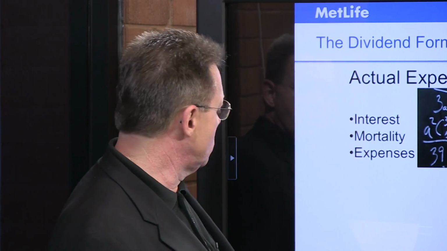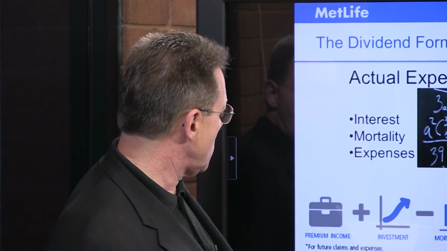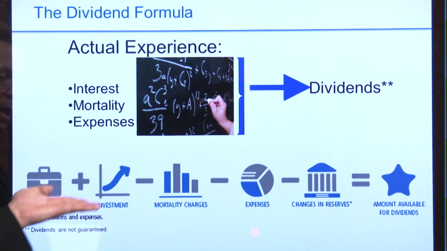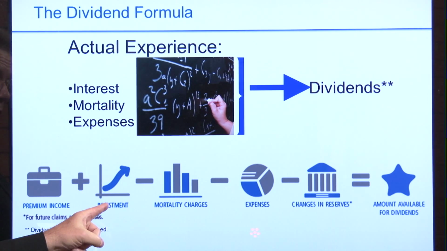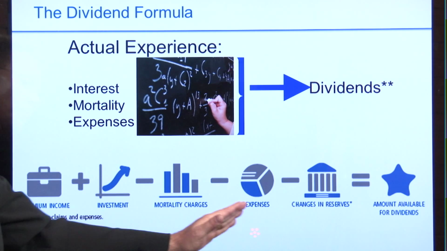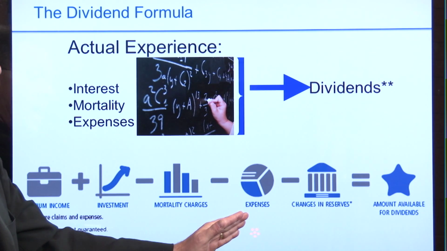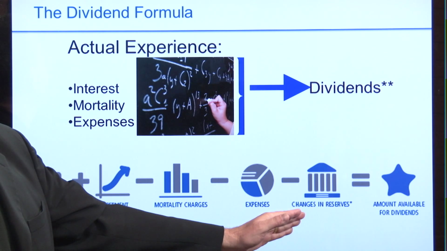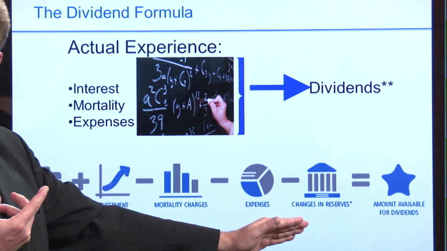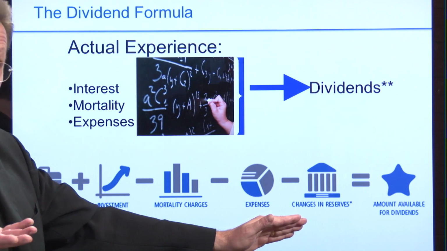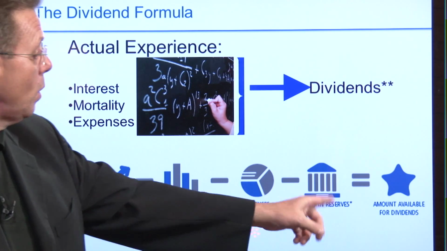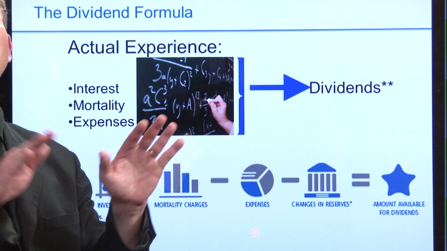Now, again, when we talk about the formula, we're looking at our premium. We take our premium in, and we add to it our investment return. Then we subtract the mortality charges, then we subtract the expenses of the home office, and any changes that are going to occur in reserves, because we have to park money in the reserves to protect the death benefit liability that we're actually holding in the side account in our reserves, sometimes our AVR, and then what's left over here is the amount available for dividends.